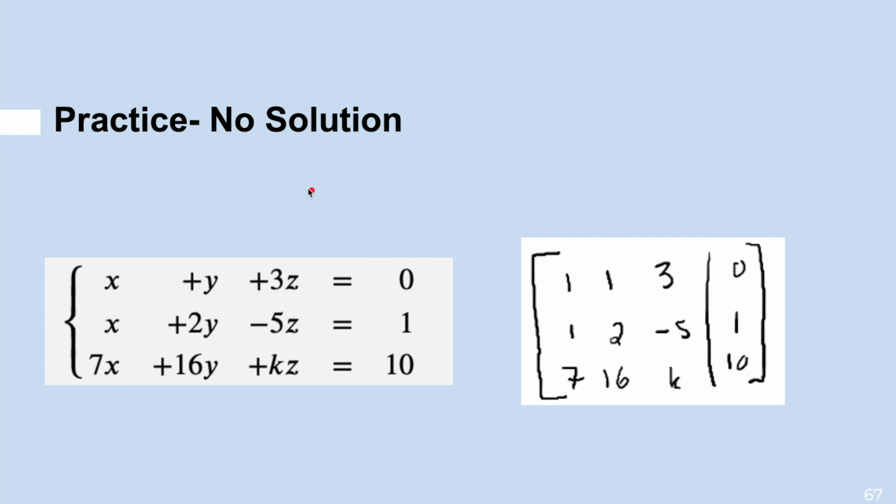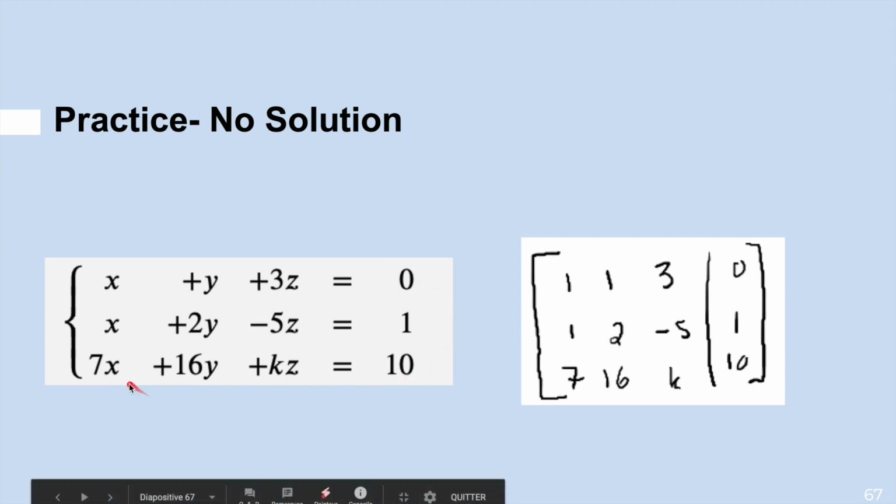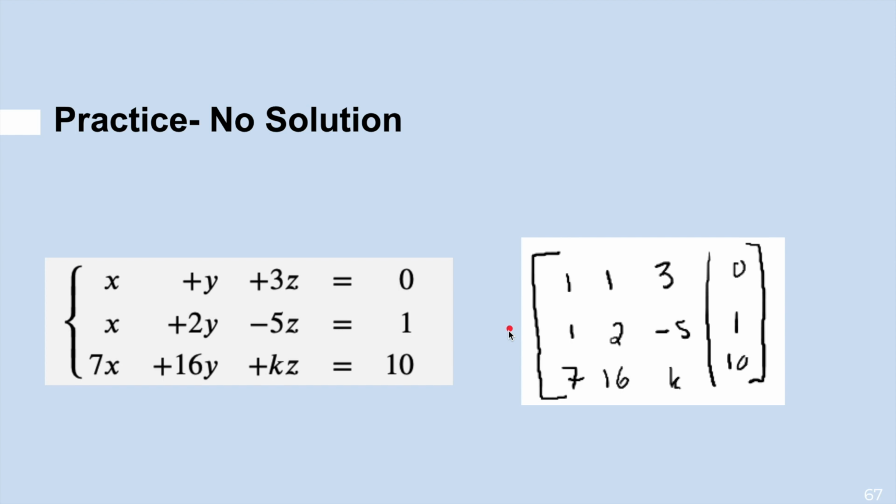Alright, next we want to figure out what k would be for this set of linear equations to have no solution. I take my set of linear equations and I put them into a matrix form. Again, you can pause the video, see if you can do this yourself.